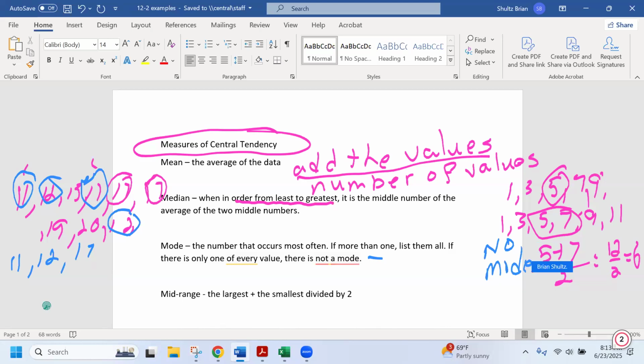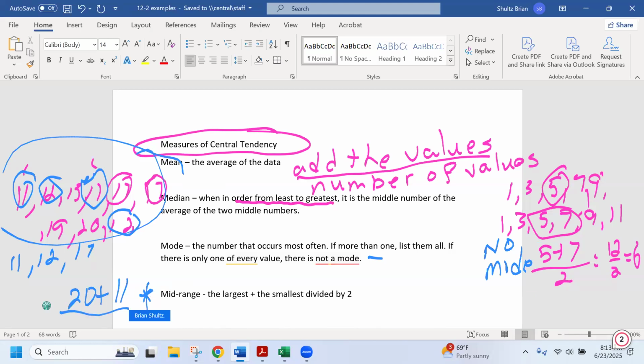Then the mid-range, this is the one that isn't talked about much. The mid-range is the largest number plus the smallest number, divided by 2. So in this list right here, my largest number is 20 and my smallest number is 11. I divide by 2, and I get 31 over 2, which is 15.5. We will use decimals more in this section than before.